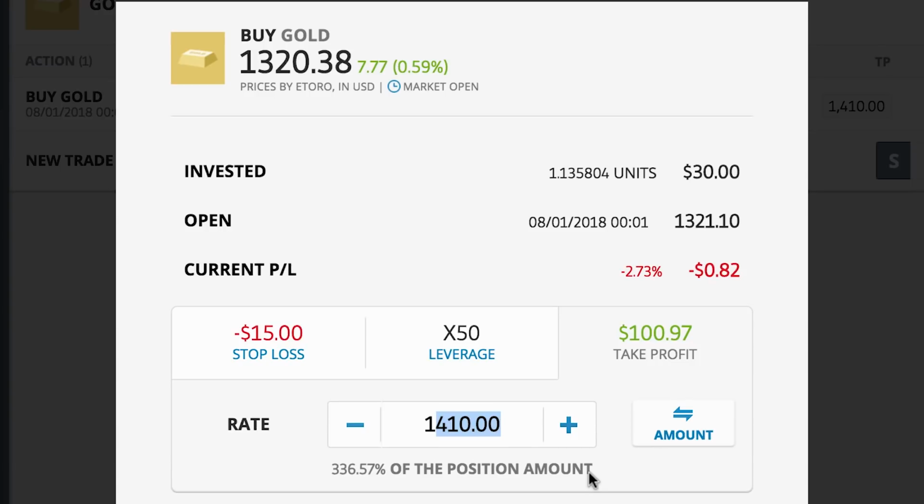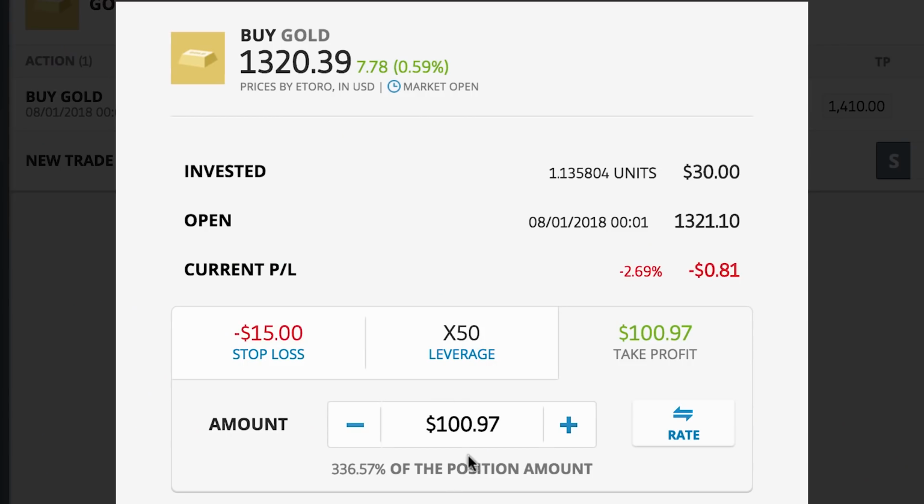That's 336.57% of the position amount. So basically what I have now, if it goes up 336.57%, that's that number. That's what it's saying. I can either set it as amount or as a rate. That's the amount in dollars. I'm happy when I've made this much, close the position, and this is the amount in the actual position, like here. So when it reaches this, I'm happy, cash it out.